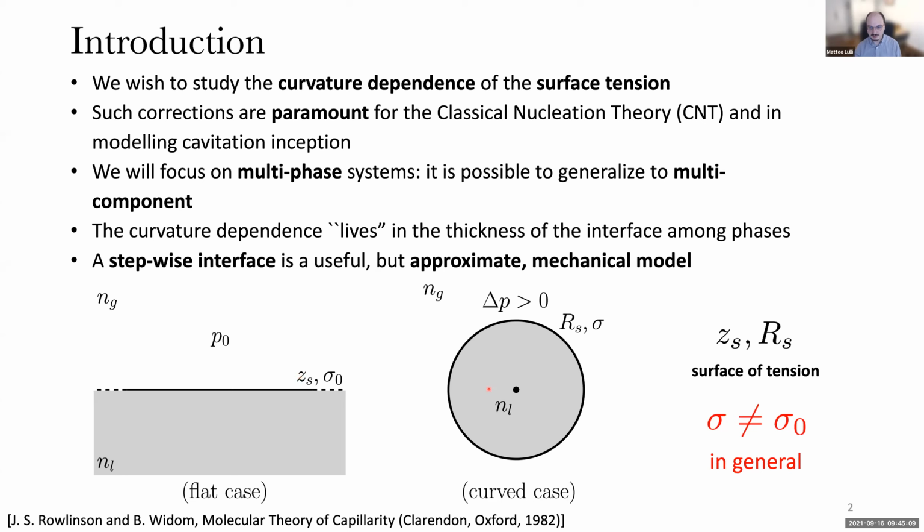On the right, there is a curved surface. In this case, there must be a pressure jump between inside and outside. And again, there is a surface tension, sigma, where the flat case is sigma naught, that acts at the surface of tension called Rs. Now, what we're going to see is that in general, sigma is different from sigma naught. The question is the details about this point.